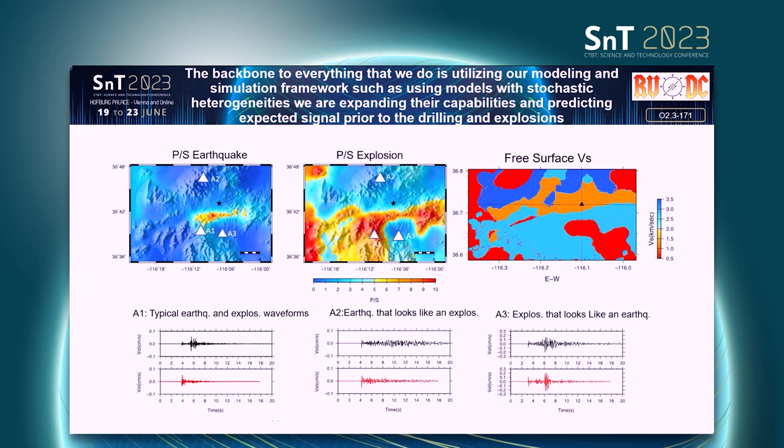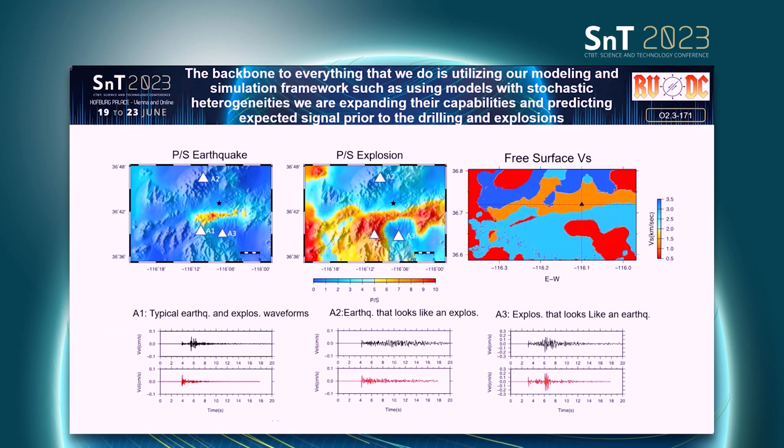And so, an example here: we have some modeling that shows that we can put virtual earthquakes and virtual explosions anywhere in this geologic framework model, add stochastic variability, and then try out discriminants and see how they work. This is a very interesting example that shows that for P to S, the black star is the source region, and we have 3 recording stations shown as white triangles. Depending on what station you're looking at, the explosions can look like an earthquake, the explosions can look like an explosion, the earthquake can look like an earthquake, or the earthquake can look like an explosion, and we have all 3 of those end members shown in the bottom pane there.